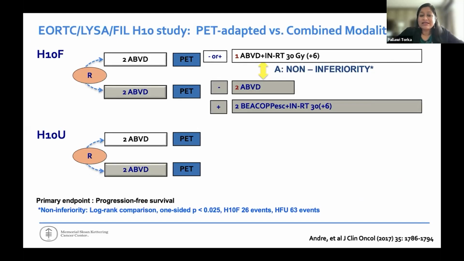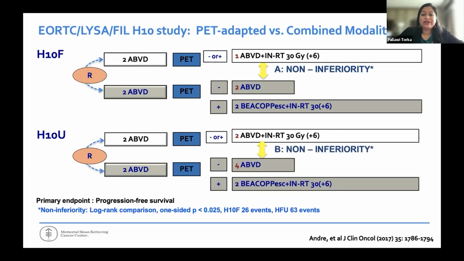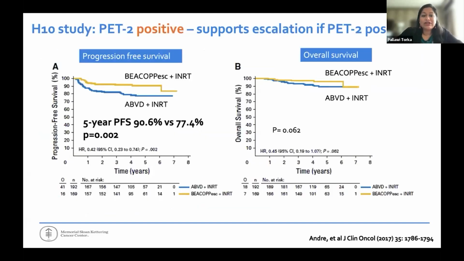So they tried to randomize it. They made 2 arms. So basically, if your PET is negative, you do not need radiation, was their premise. And if your PET is positive, then we will escalate you to BEACOPP, was the other premise. In the unfavorable group, what they did was that they kept the 2 cycles of ABVD and RT, but here they compared it with 4 cycles of ABVD and the BEACOPP arm. So basically, what they showed was that if your PET is positive, then it does support escalation to BEACOPP. So that was basically one of the big things to take away from this study.